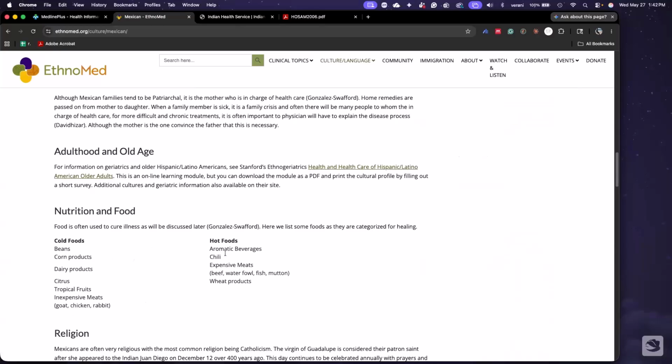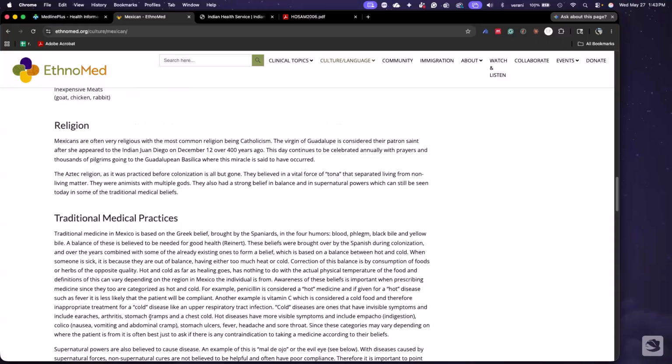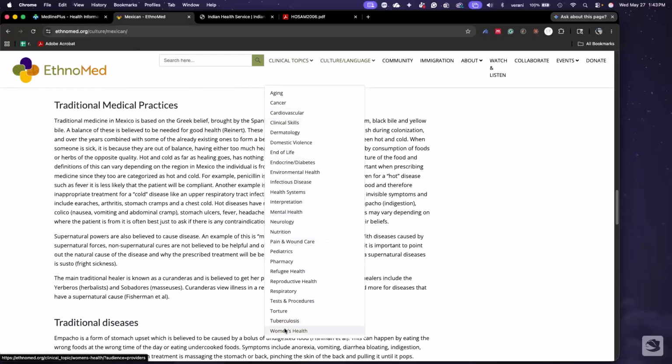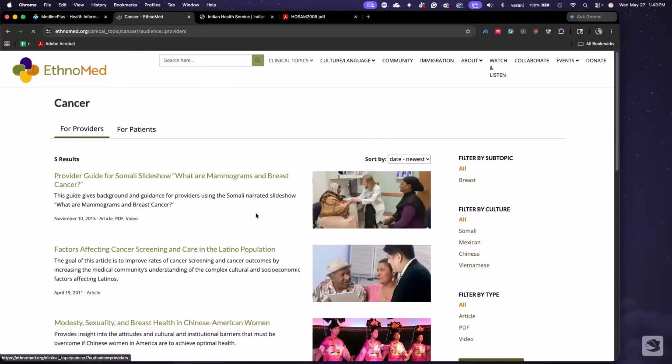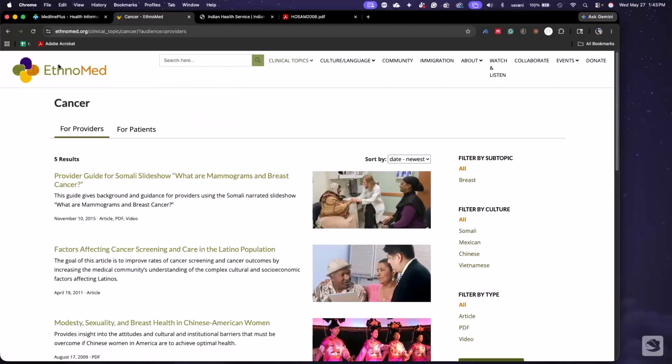It gives you an idea of cold foods as well as hot foods that are prevalent in their diet, as well as some religious background and traditional medical practices, which can be really helpful for folks who are working with different communities and have maybe some more traditional values when it comes to their healthcare and treatment of family. It also has different topics, so you can look for different resources. So definitely check this out, it's free.